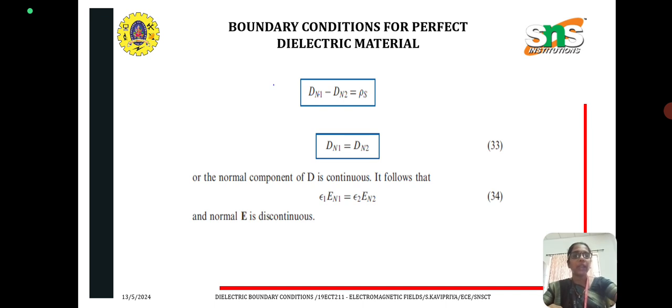It follows that D is equal to epsilon E. So Dn1 is epsilon 1 into En1. Similarly, Dn2 is equal to epsilon 2 into En2. So epsilon 1 into En1 is equal to epsilon 2 into En2. So normal E is discontinuous.